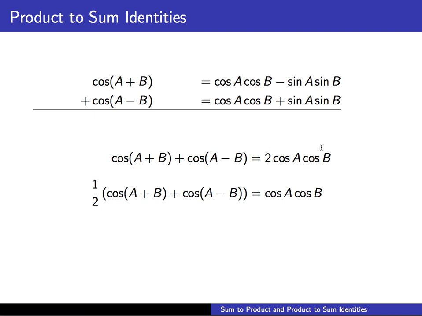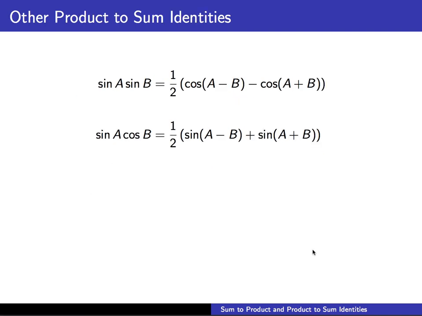And then dividing both sides by 2 to get cosine A cosine B by itself, we get cosine A cosine B is half the sum of cosine of A plus B and cosine of A minus B. So the cosine of A times the cosine of B is half the sum of cosine of A plus B plus the cosine of A minus B. And we'll see these used a lot in Calculus 2 with integrating trig functions using some of these identities.